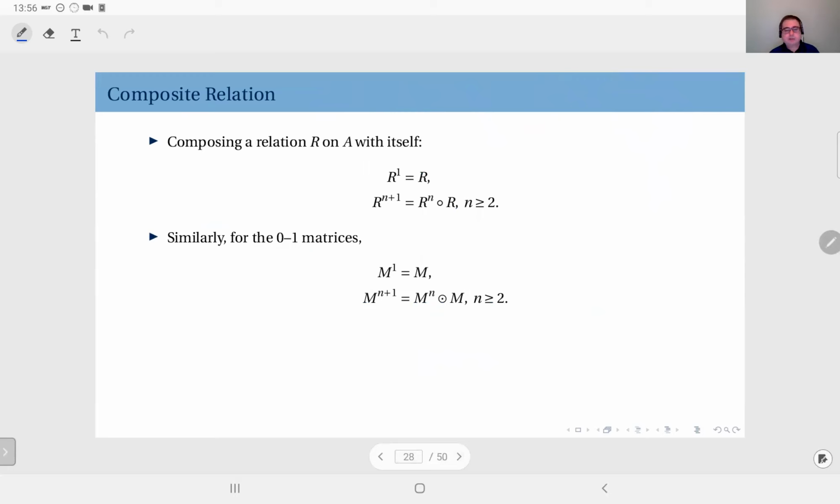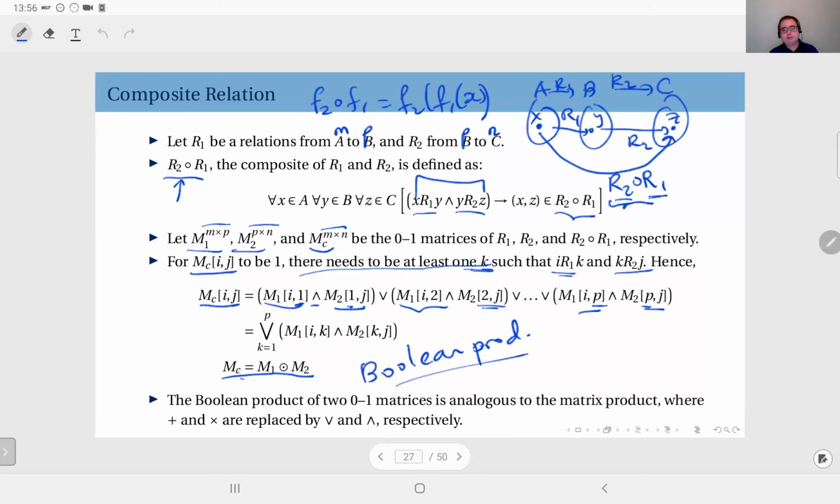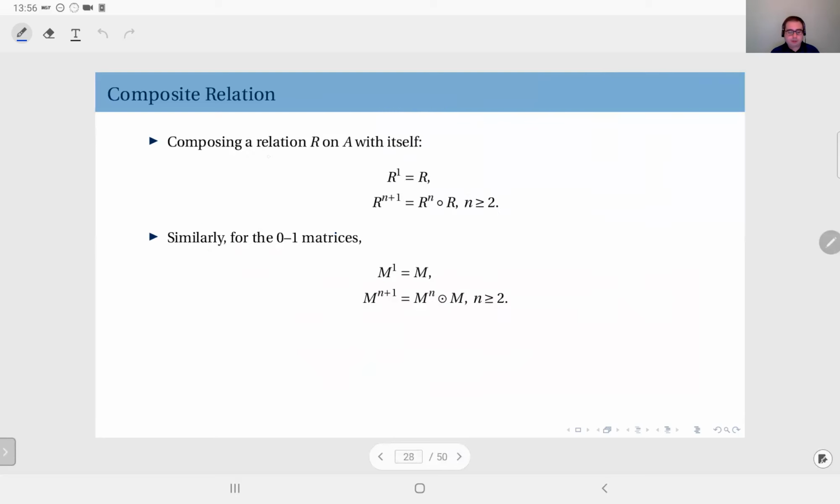Okay, and the composite relation on itself of a relation R can be defined recursively. Now here we defined the composite relation of two relations, R1 and R2. And what if R1 and R2 are the same relation? Okay, a relation R on set A, so from A to A. Let's compose this relation with itself. And we define this recursively.